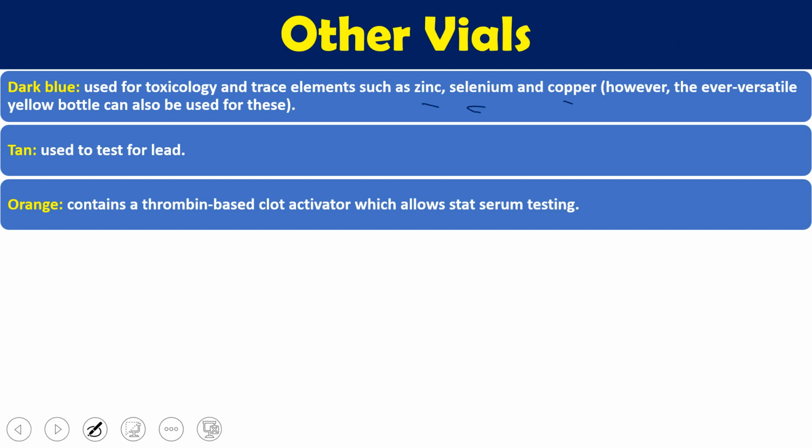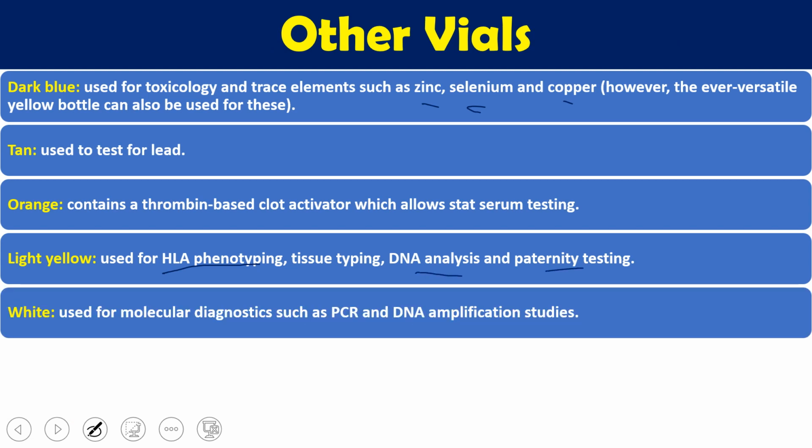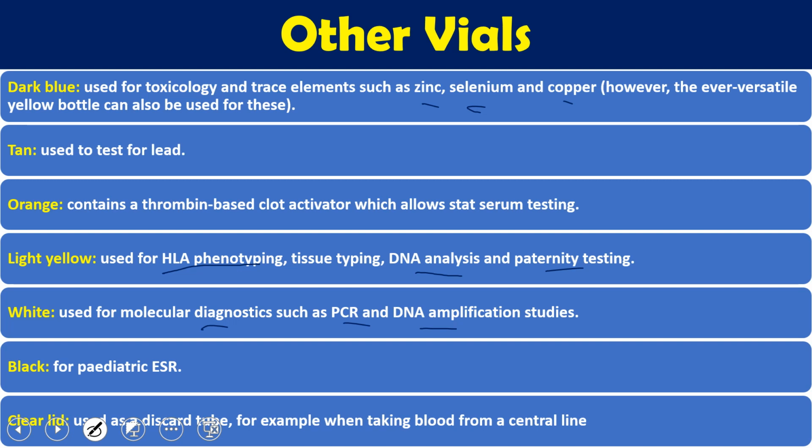Then we have orange color vials. These orange color vials contain a thrombin based clot activator which allows stat serum testing. Light yellow color vials are normally used for HLA phenotyping, tissue typing, DNA analysis and paternity testing. A white color vial is used for molecular diagnostic purposes, PCR tests and DNA amplification studies. Black color vial is used for pediatrics, ESRs, and when clear lines are needed, it is used as a discard tube, for example when drawing blood from central lines.